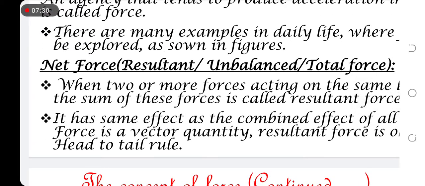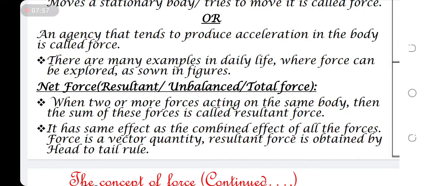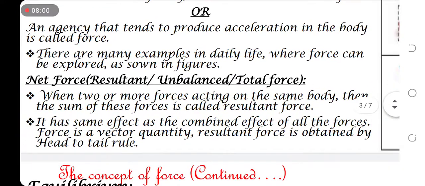We want to know about the net force, or resultant force, or unbalanced force, or total force. Sometimes we apply only a single force. We can measure it, check it, judge it, but sometimes there is more than one force acting on the same body. Then the sum of these forces is called the resultant force.